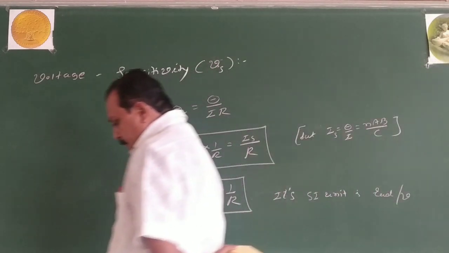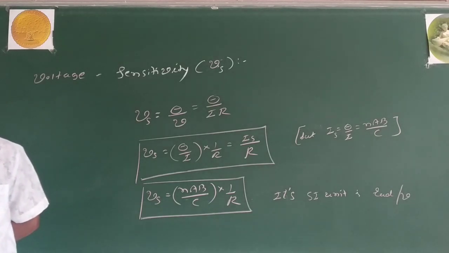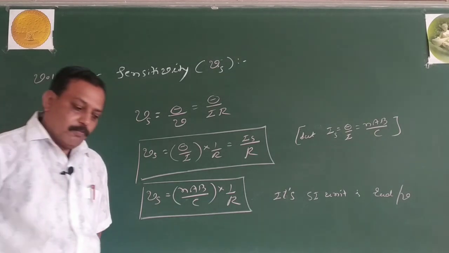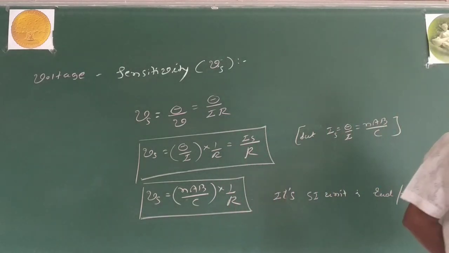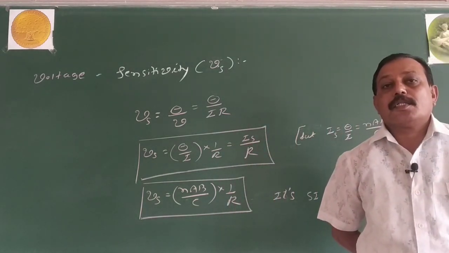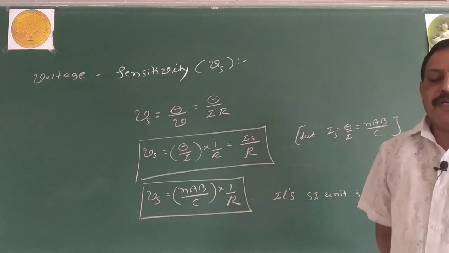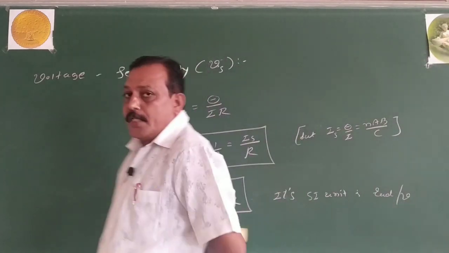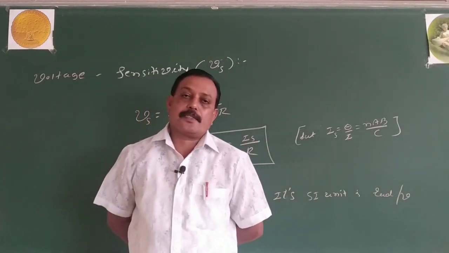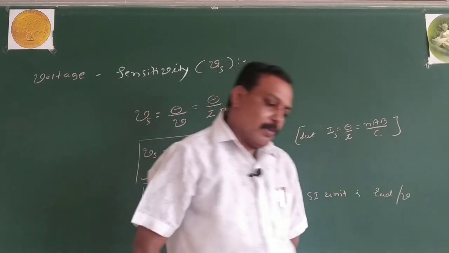Then after this, what are the advantages and disadvantages of the moving coil galvanometer? The only advantage is that it can measure a very small amount of current, that is 10 to the power of minus 10 ampere. It is not possible by any other device. That is one of the most important advantages of the moving coil galvanometer.